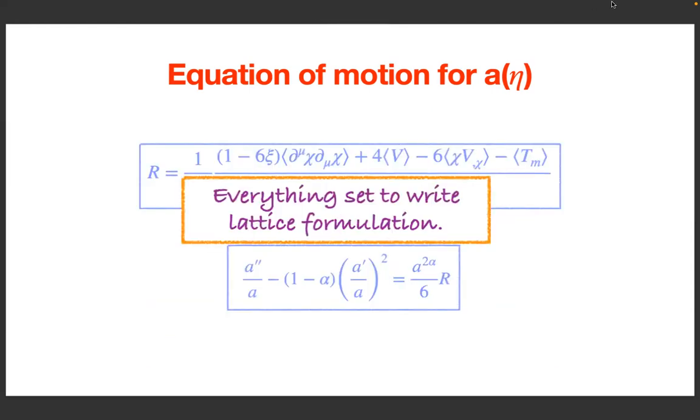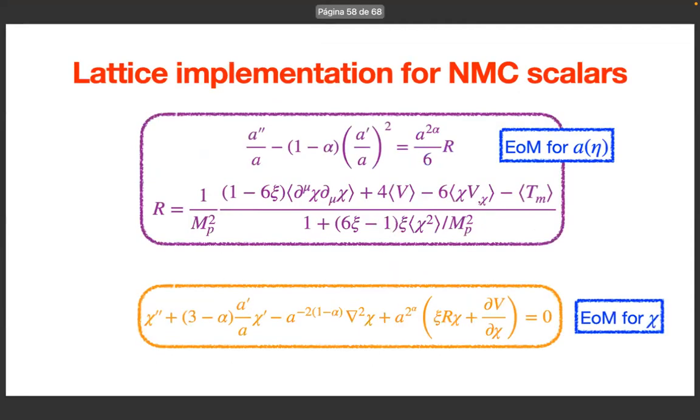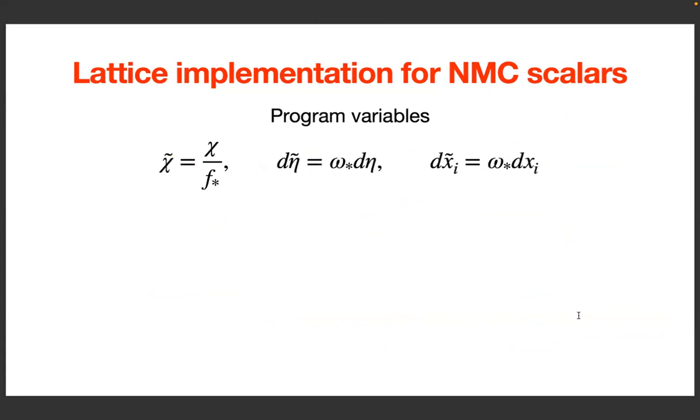Now we have everything set to write down a lattice formulation of the non-minimally coupled field. We have the equation of motion for the scale factor, which is given by the definition of the Ricci scalar, plus what we compute, which is how the Ricci scalar is going to be sourced by the volume averages of the fields. And of course, we also have the equation of motion for the non-minimally coupled field chi, which is a very simple one. Now that we have what our equations will be, we are going to rewrite this in program variables for CosmoLattice.